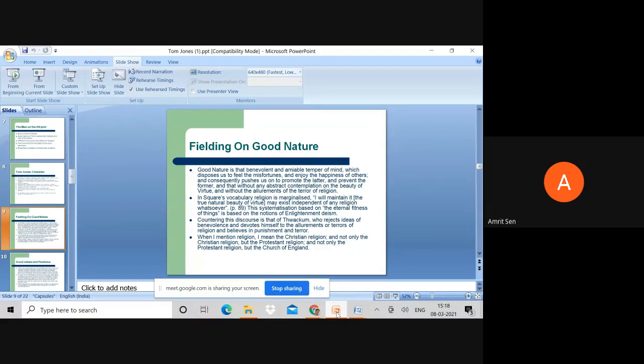In Square's vocabulary, religion is marginalized. And he says, "I'll maintain that the natural beauty of virtue may exist independent of any religion whatsoever." And Thwackum suggests that only punishment, when I mean religion, I mean the Christian religion, not only the Christian religion, the Protestant religion, not only the Protestant religion, but the Church of England. So these are narrower definitions of good nature, which Fielding does not agree with.